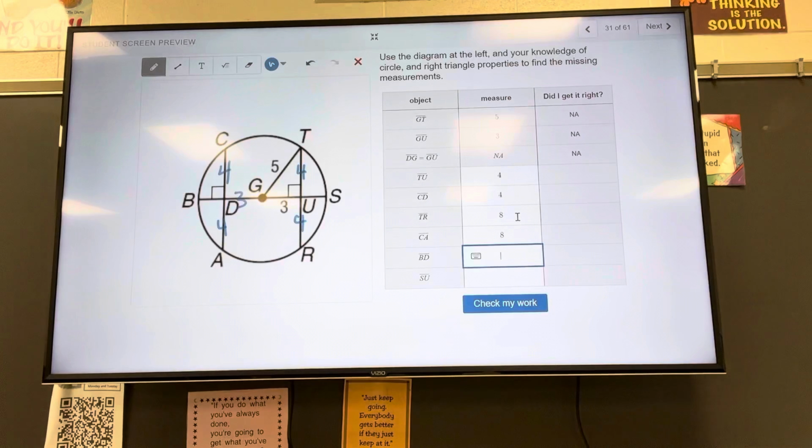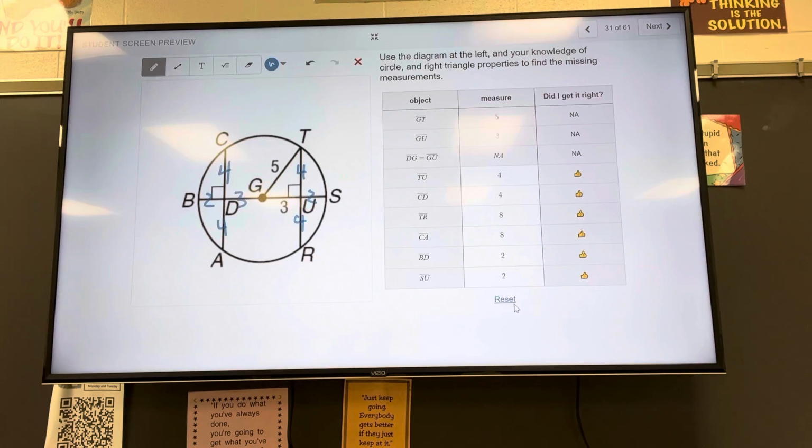So BD is 2, and SU is also 2. Check my work. Got them all right. It's a good thing.